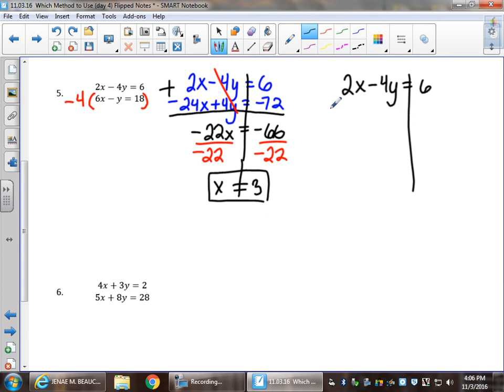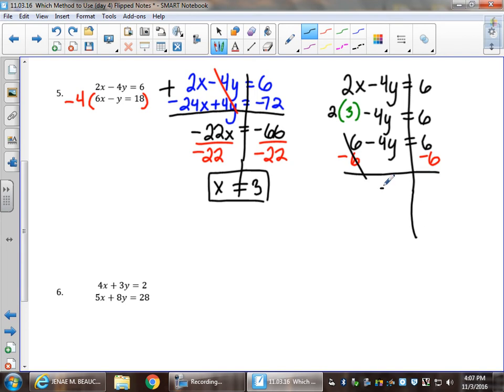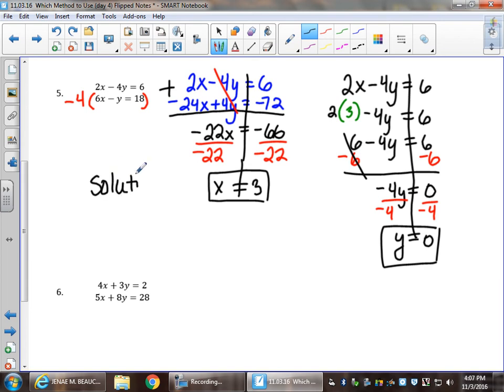Using parentheses, this will become 2 times 3 minus 4y equals 6. 2 times 3 is 6. Subtract 4y still. Bring everything else down, right? We'll subtract 6 from both sides. Minus 6 minus 6. Line straight across. So I have negative 4y equals 6 minus 6 is 0. Divide both sides by negative 4. And I get y equals 0. So my solution is 3, 0.